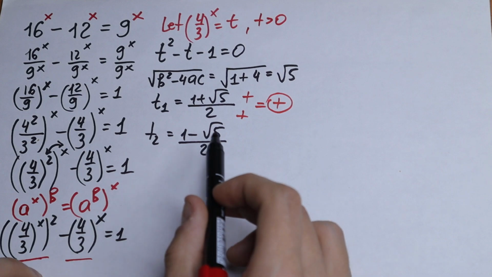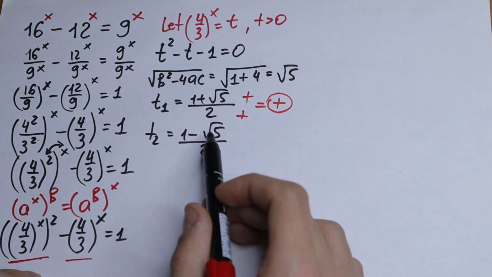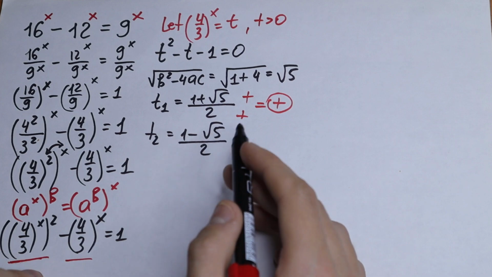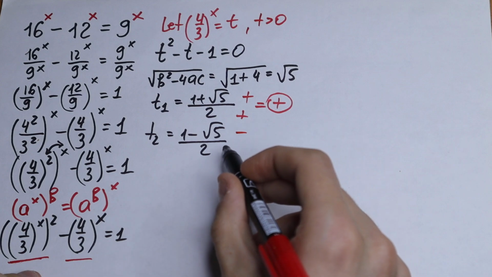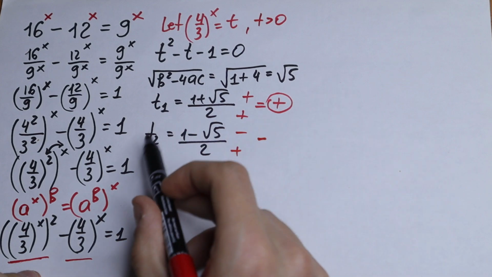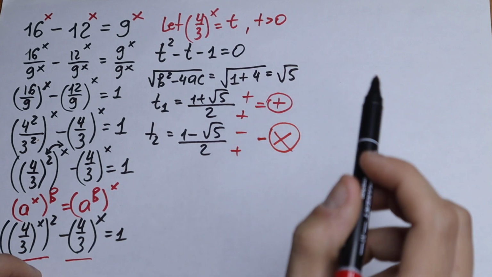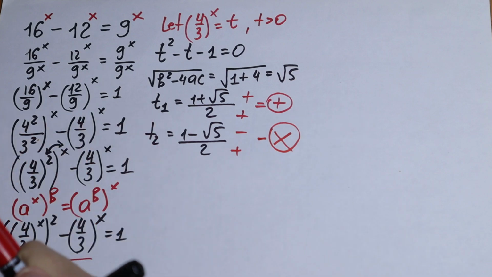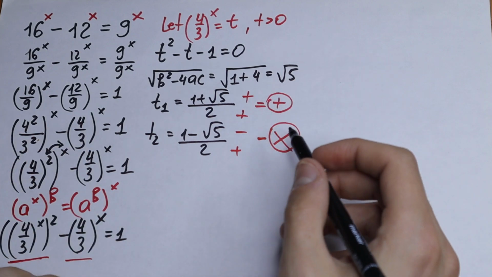Take a look right here. Square root of 5 is greater than square root of 4, which is equal to 2. So, of course, in our numerator we will have minus, over 2 is plus, and as a result we will have minus. So this root is negative, so this root is not good for us. This is good for us, this is not good for us. So we will have only one root in real numbers.